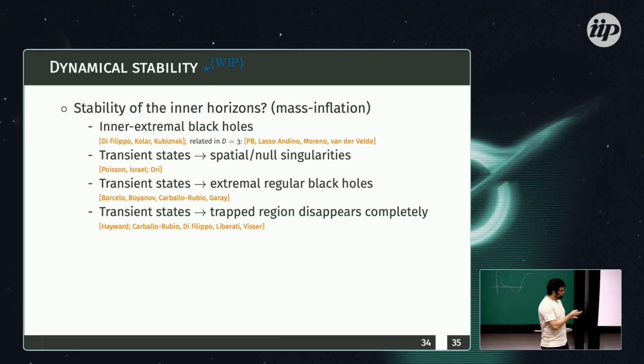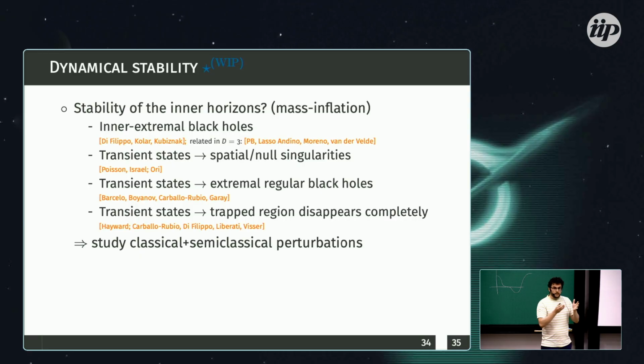Okay. Well, anyway, these are possibilities, and the good thing is that we can study them and actually do this kind of analysis. We are at this point starting to do some kind of Ori-like analysis for classical perturbations, and then we would like to include also semi-classical perturbations and see what happens with this. So this is the first thing.